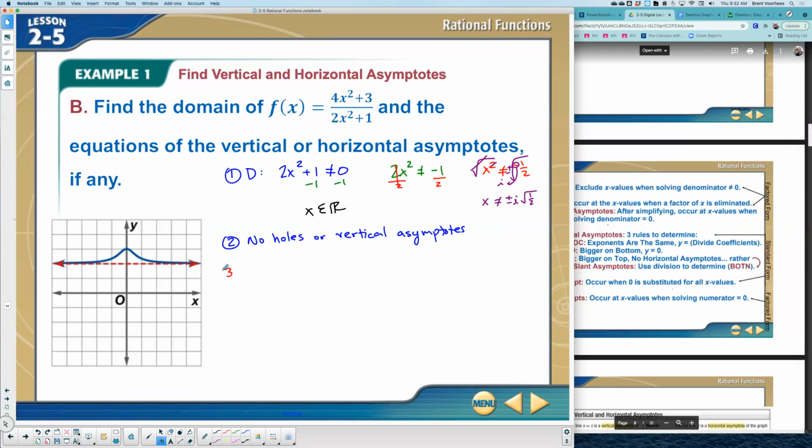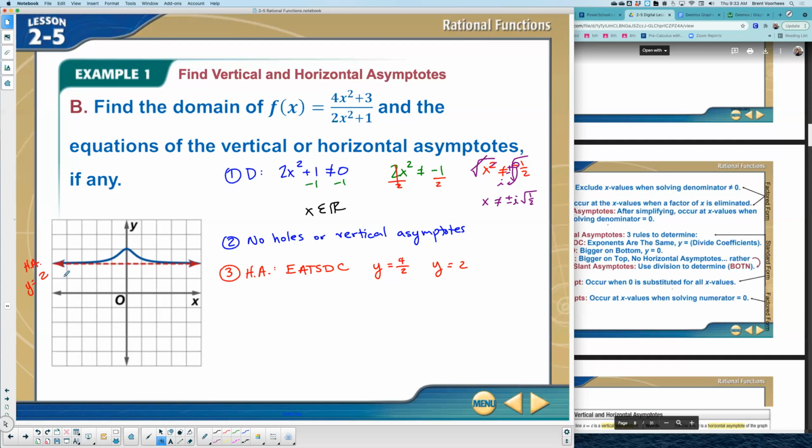Third, the exponents. Take a look at your exponents here. Are the exponents bigger on top, bigger on bottom, or are they the same? Okay, so for the horizontal asymptote here, the rule we follow is exponents are the same. Do you remember what DC stands for? Divide coefficient. We're going to divide our coefficients. So the coefficients in front of the squareds would be 4 divided by 2. What is 4 divided by 2? 2. And that's why you have this horizontal asymptote at y equals 2. That's why you have that.